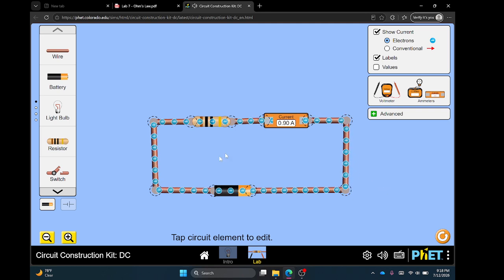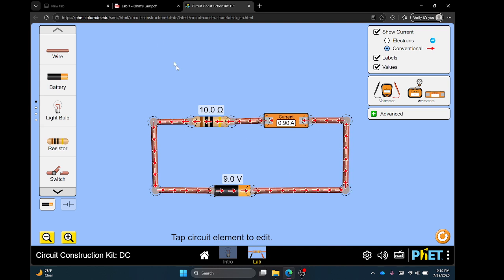Like this. Now we can see here the electron is flowing in the circuit, meaning the circuit is closed, and it will be easier for us to see the direction of current flow instead of electron flow. So we can click here on conventional. And also if you click on values, it will show the resistor, what the voltage is and everything. I recommend you to click on the values here.